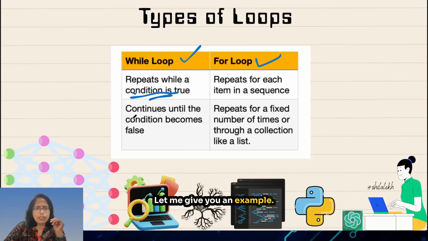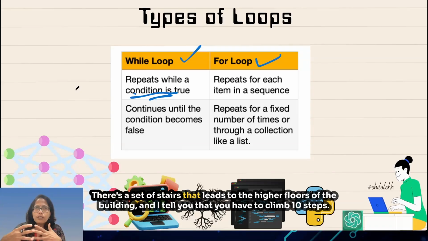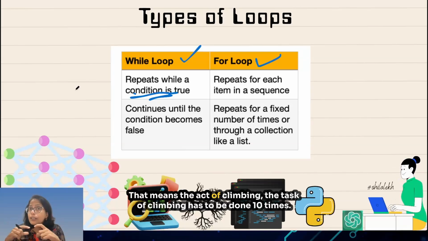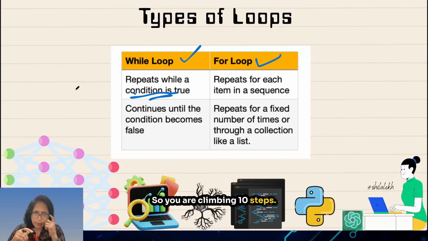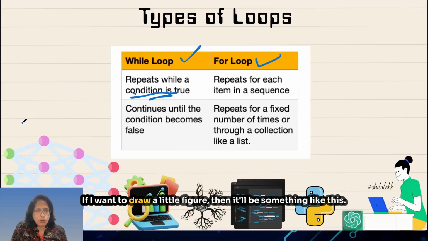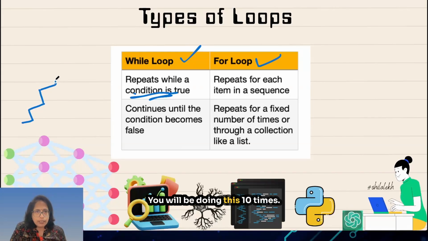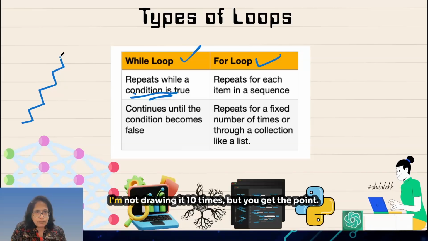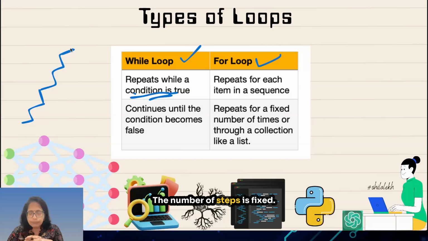Let me give you an example. There is a set of stairs that leads to the higher floors of the building, and I tell you that you have to climb 10 steps. Fine. That means the task of climbing has to be done 10 times. So you are climbing 10 steps. If I want to draw a little figure, then it will be something like this. You will be doing this 10 times. I'm not drawing it 10 times, but you get the point. The number of steps is fixed.